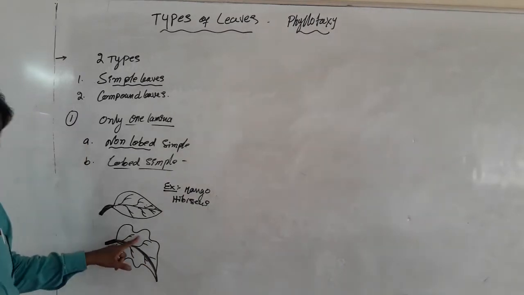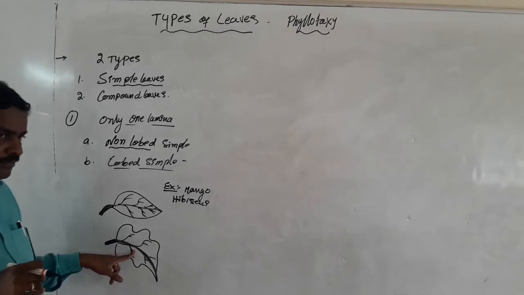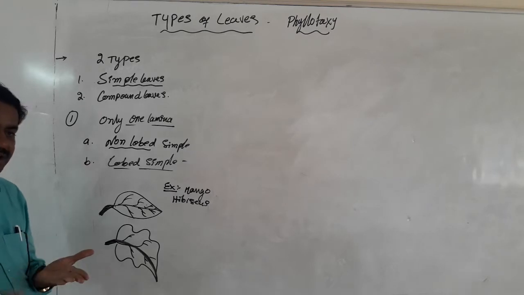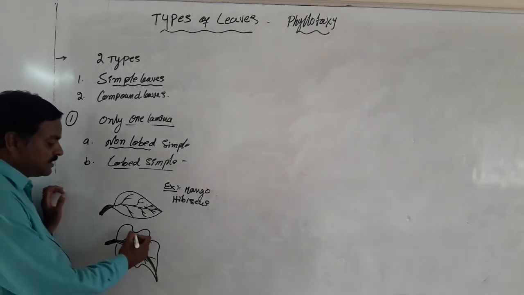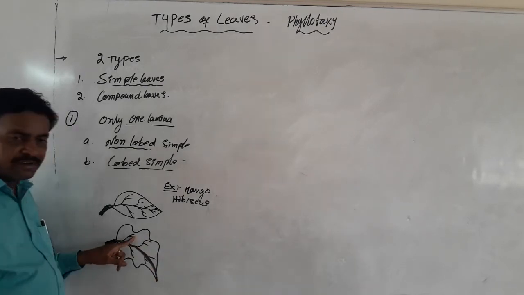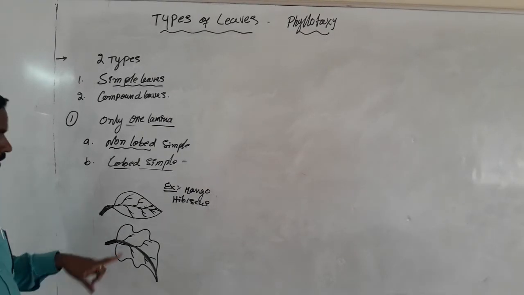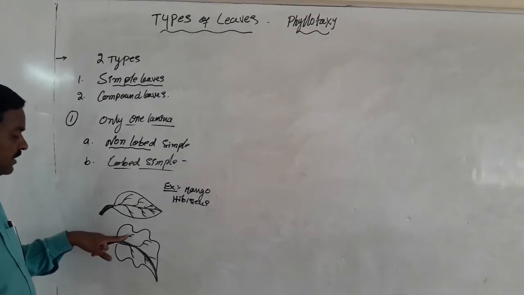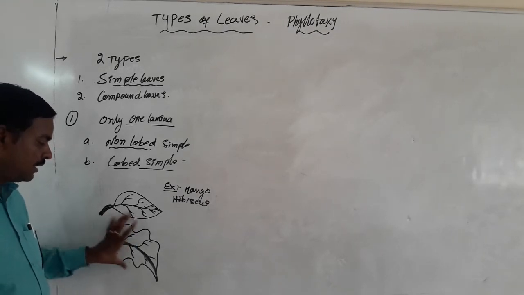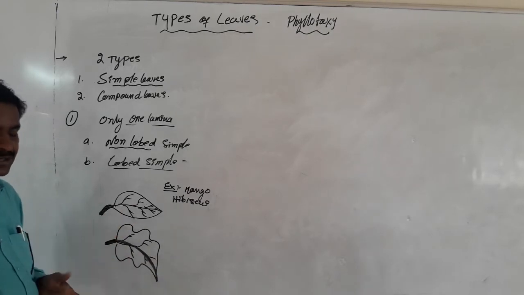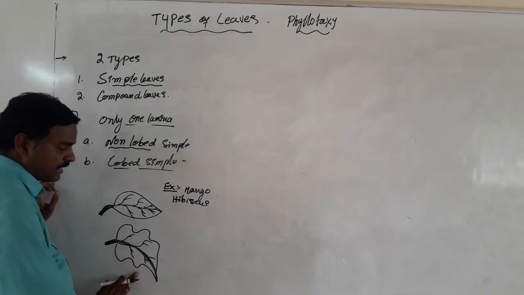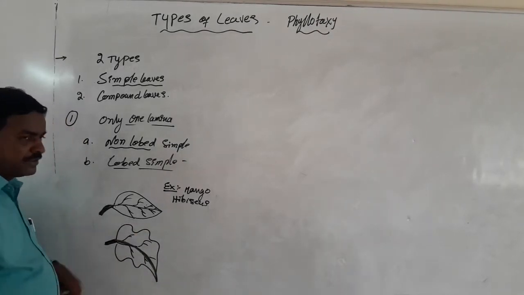Okay? When these incisions touch the midrib, the entire lamina is dissected, divided into small pieces. But here these incisions do not touch the midrib, so the lamina is continuous. The lamina is not divided, not dissected; it is continuous. Even though incisions are present in this leaf, they do not touch the midrib, so the lamina is not dissected into small pieces. So one lamina here, and here also one lamina is there. This is a lobed simple leaf.